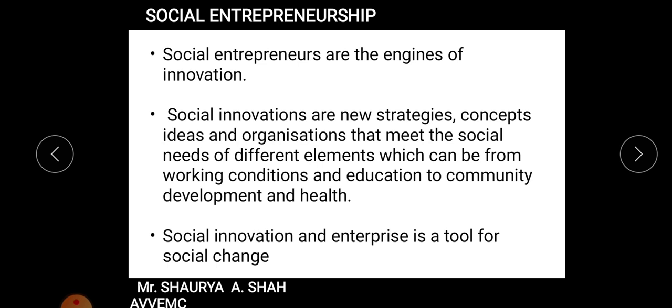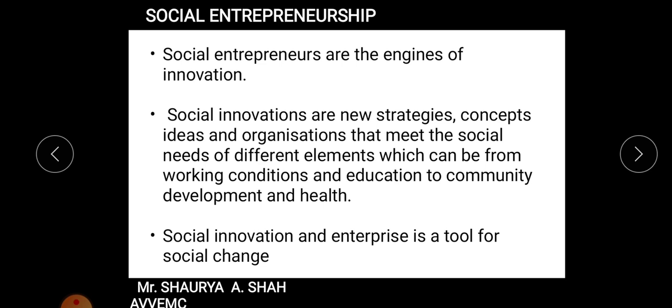It can be either, students, strategies, four things you need to remember. It can be either new strategies, it can be new concepts, or definitely a different concept which you are adopting, then new ideas, and it can be organizations also, right, that meet the social needs of different elements which can range from the working conditions and education to the community development and health, right? Mainly everything related to your particular entrepreneur is related to your basically society only, right? So whatever you are doing as a social entrepreneur, it is related to solving the problems of the particular, we can say, the society, right?